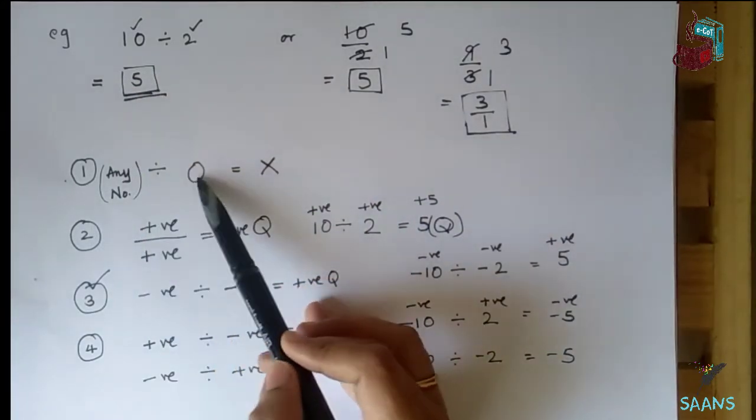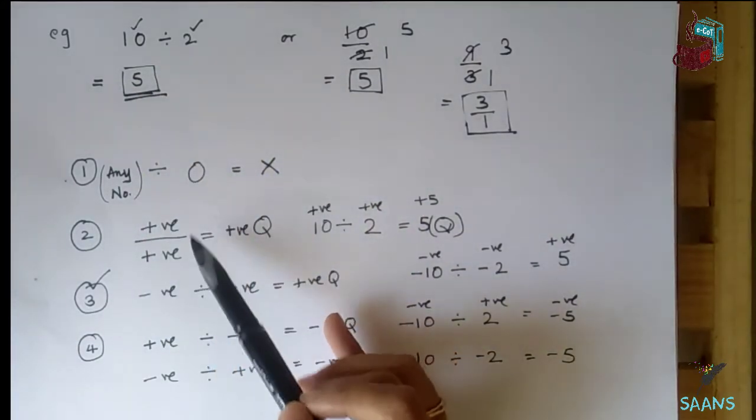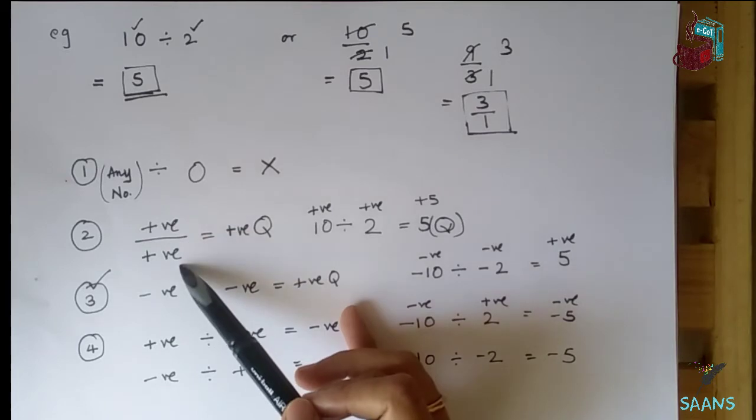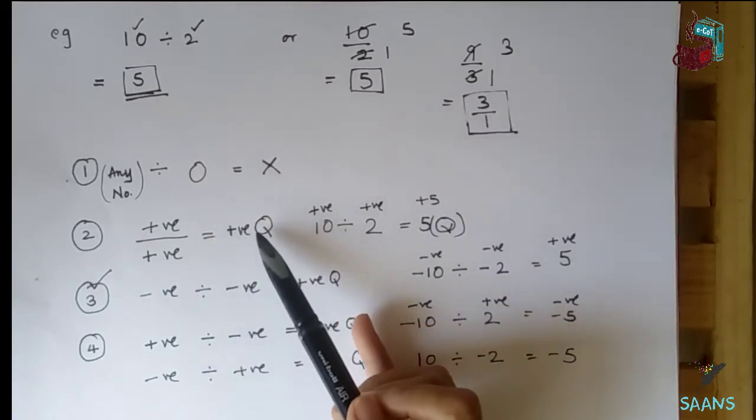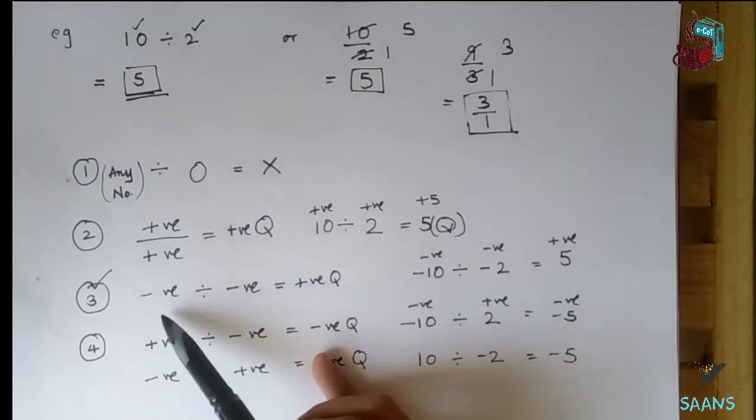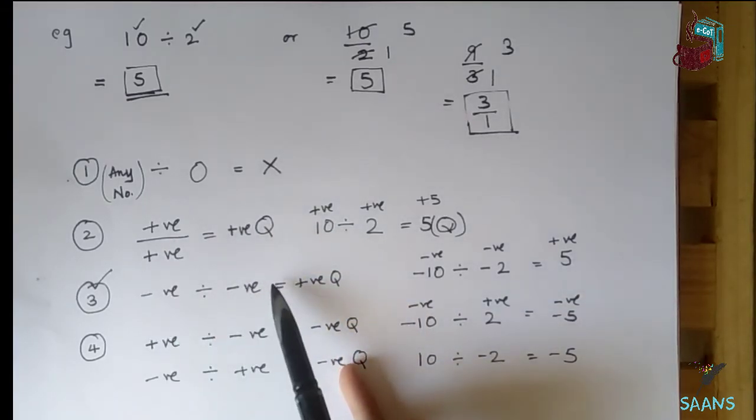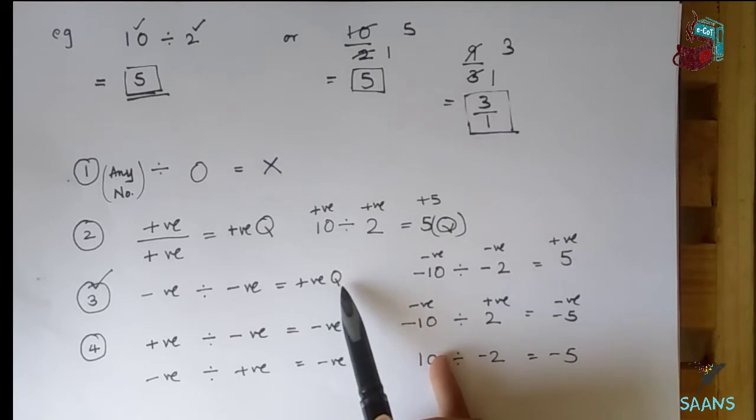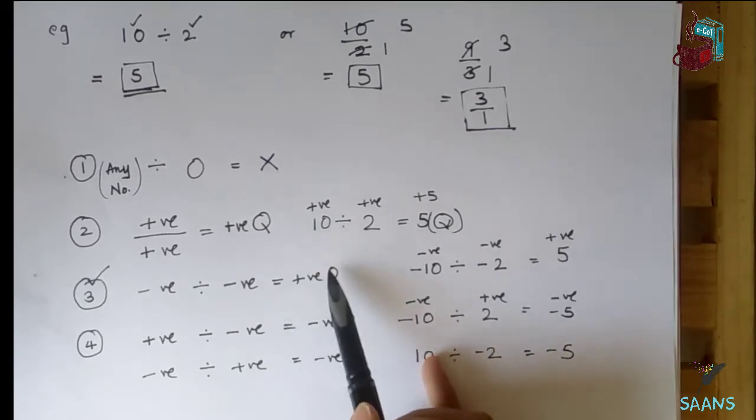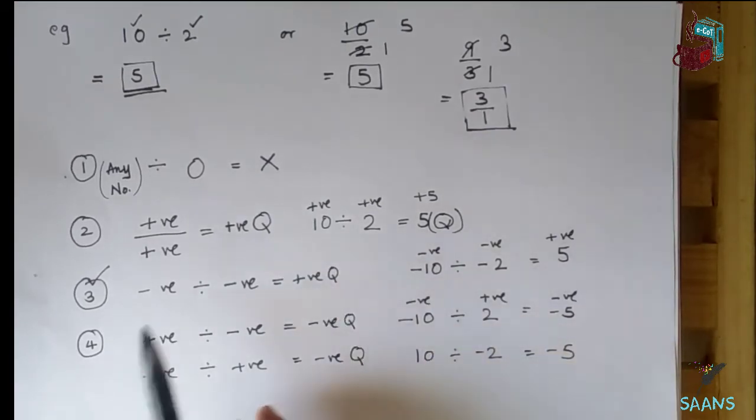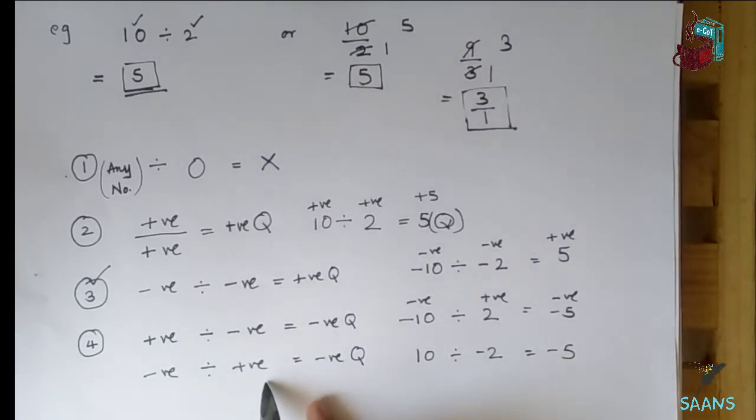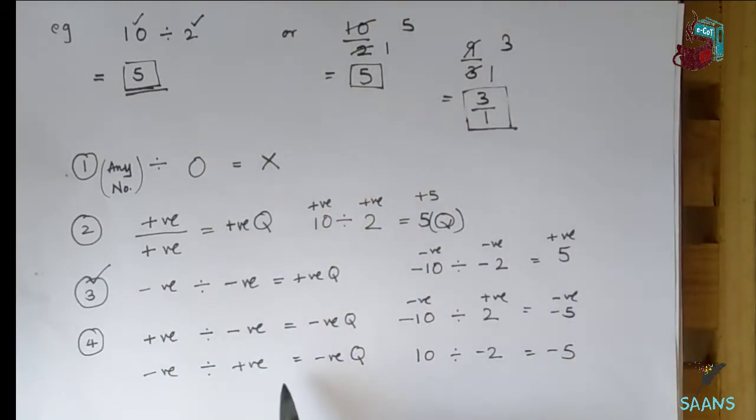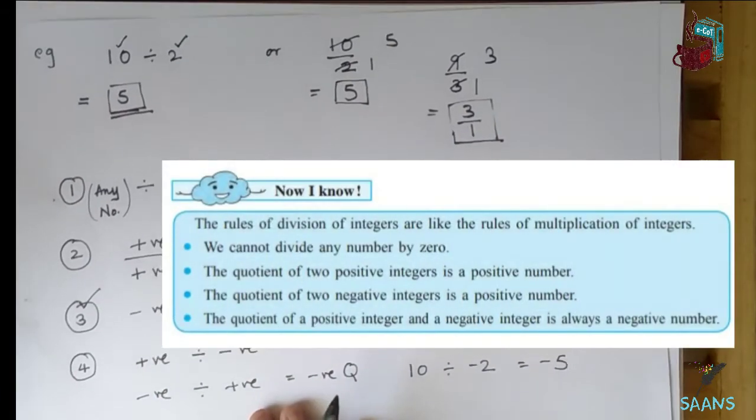Any number when divided by 0, we do not get an answer. A positive integer divided by a positive integer, the quotient is always positive. A negative integer divided by a negative integer, the answer is always positive. And when we divide a positive integer by a negative integer or a negative integer by a positive integer, then the quotient is always negative. So these are the few guidelines that have been given in our book.